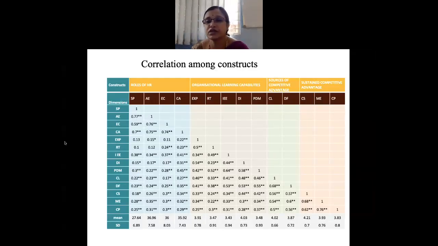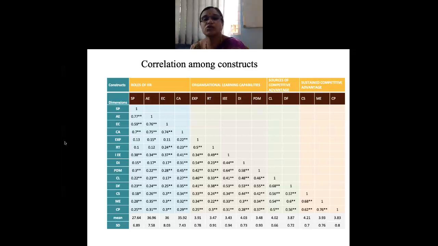So if you're using constructs like, as I gave you, human resource practices and employee well-being, this is how you will get the multiple correlation table. So this is how you have to interpret the relationship between each and every dimension. So once you get this, this is what a statistician will give you, but beyond this, it is your duty to see how you are going to write the analysis for that.